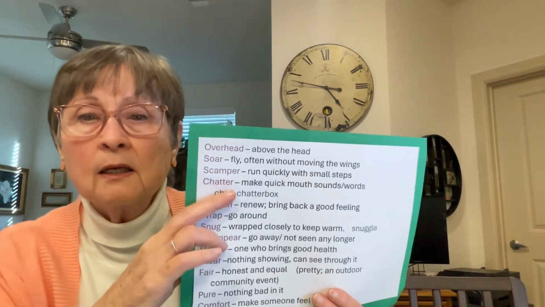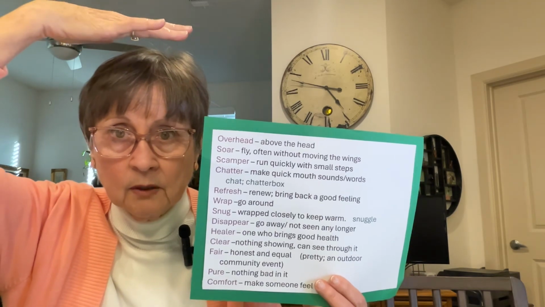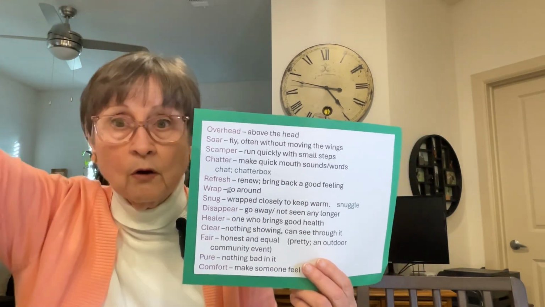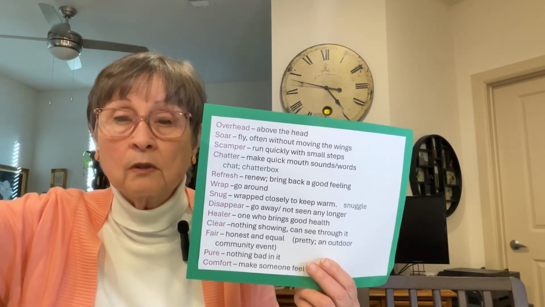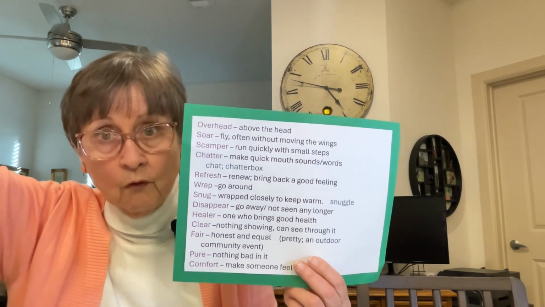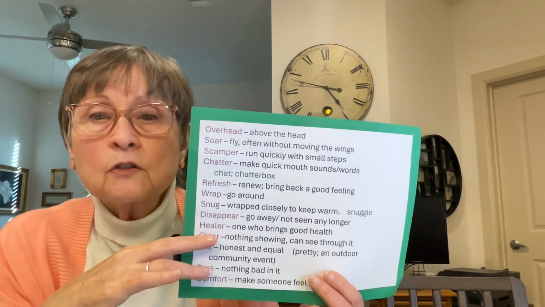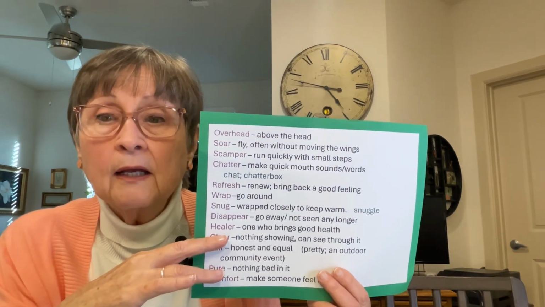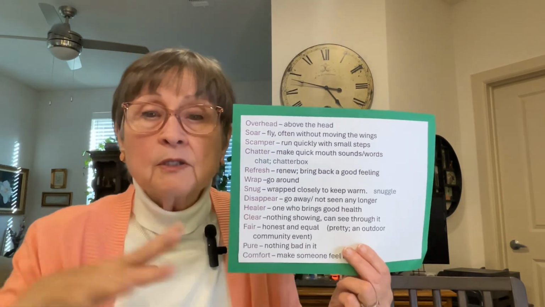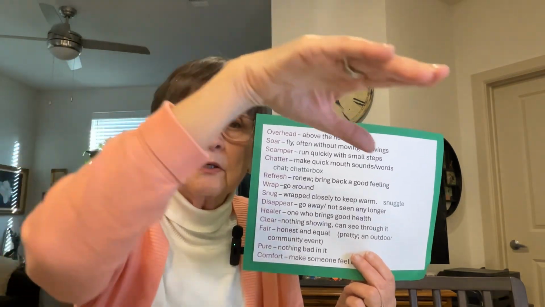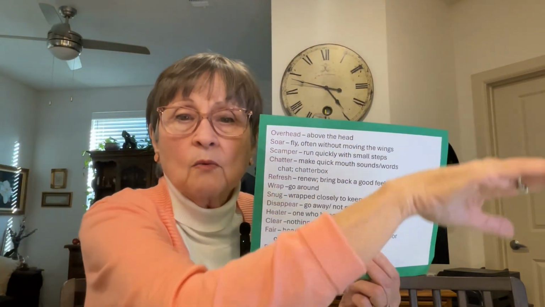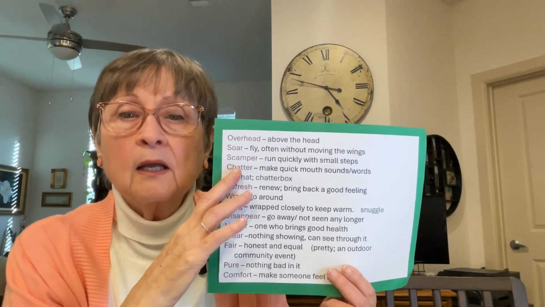And then a few more. Overhead is a good one. It means somewhere above your head. It could be here, it could be very high, but somewhere overhead will be stars, moon, birds flying over, something over your head. Soar means to fly, but many times the bird's already flapped its wings and then it just soars without flapping its wings. It's just riding on the air, soaring.